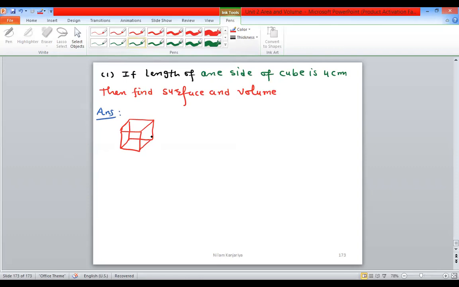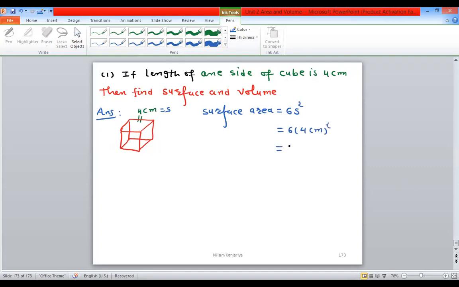So this is a cube whose sides are given. This side is 4 centimeters. First of all, I'm finding the surface area. S is the length of the side. Surface area is 6S square, so 6 into (4 centimeter) square.